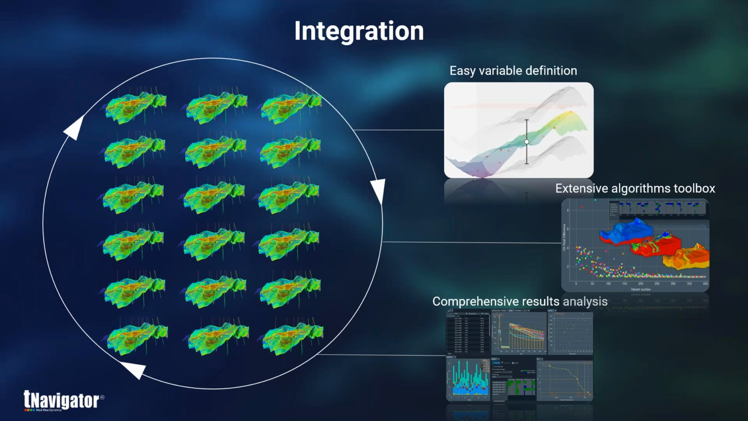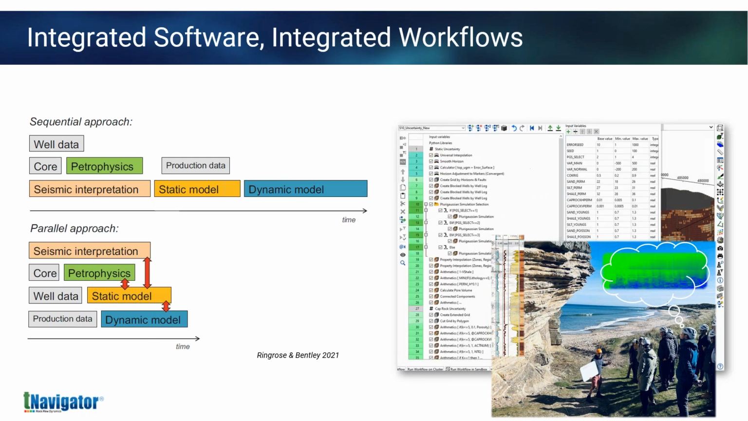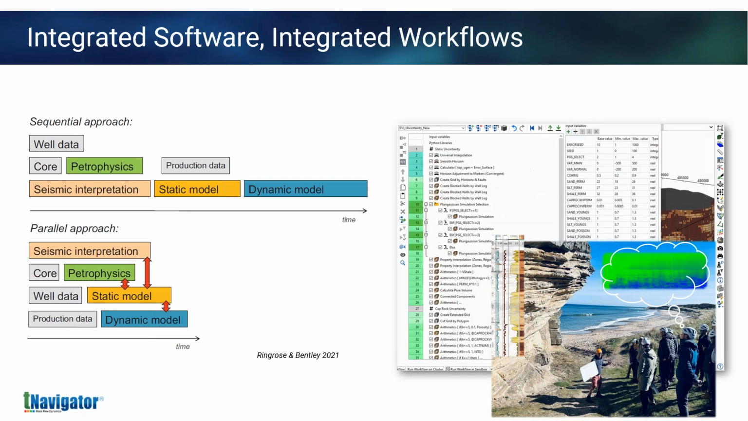It allows for easy variable definition from each part of that, from the static side, the dynamic side, and also the network side. We've got extensive algorithms that allow us to do this, and then we can easily ascertain our results and understand the full range of uncertainty and the size of the prize that we're looking at here from our result analysis from our uncertainty engine. So integrated software, integrated workflows. This is a little diagram on the left there that I like, again, from the Ringrose and Bentley book. And it basically discusses the sequential approach, which was maybe the default workflow for energy companies in the past, where we receive our data, we get our seismic, our petrophysics, our well data, and we begin to build up a static model.